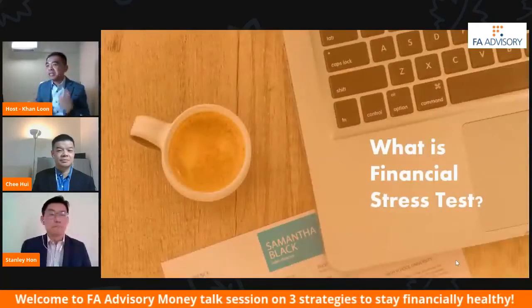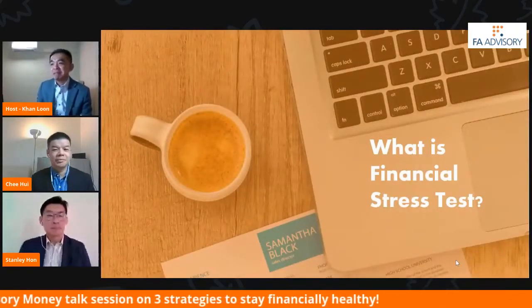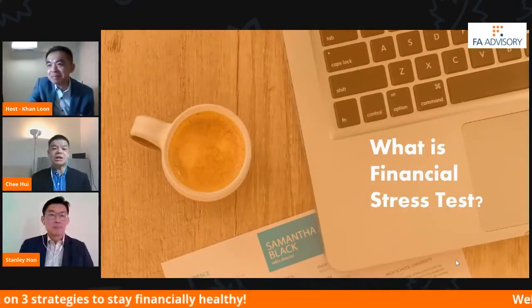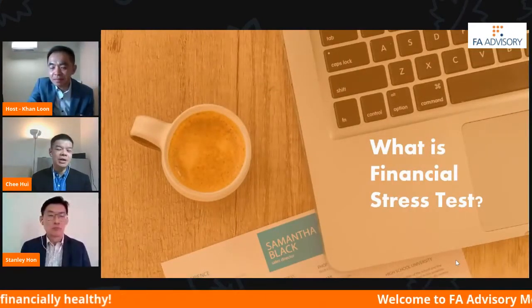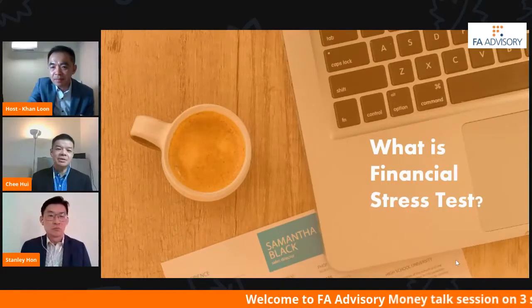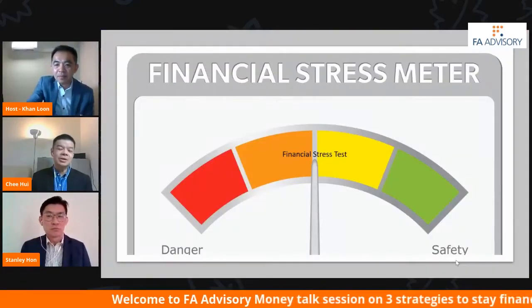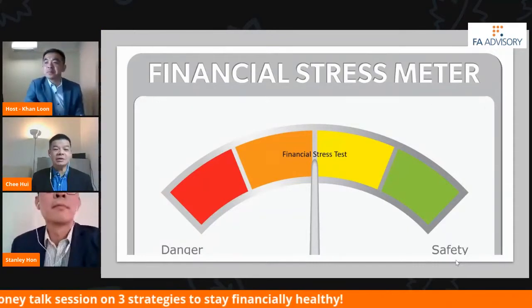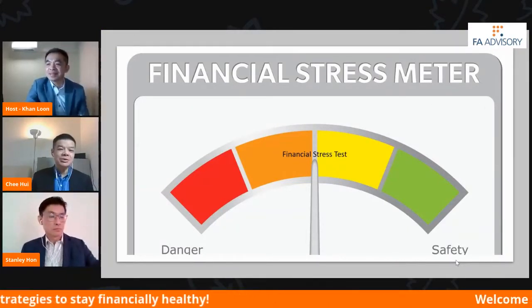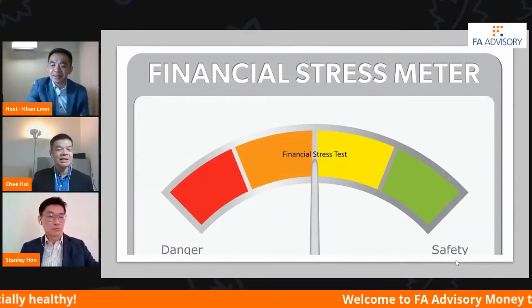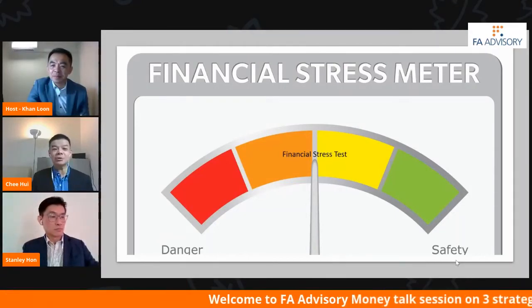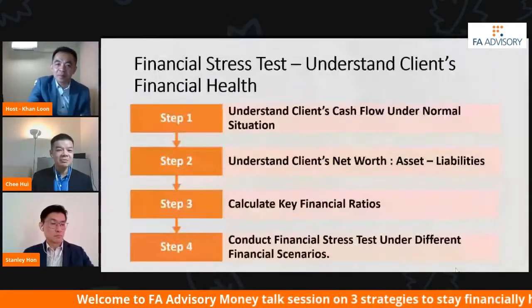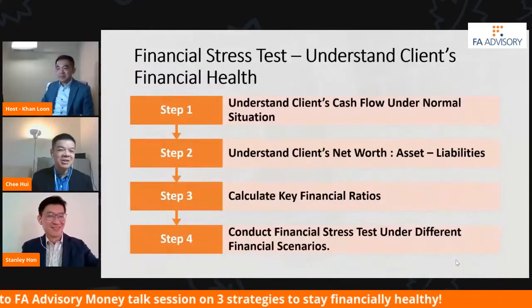Financial stress test. Chi Hui, what do you mean by that? Basically, for a financial stress test, we just follow 4 major steps. Like if you go to a hospital to do a health test, you have to take your blood and send it to the labs. Similarly, for a financial stress test, there are 4 steps you need to go through. We will not take your blood, but we will take some of your financial information.